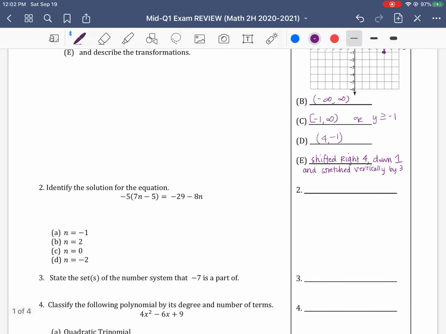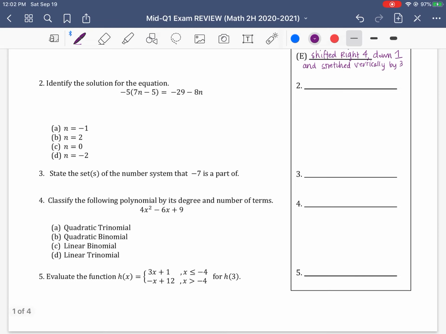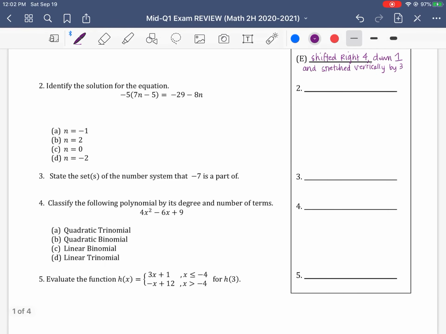Okay, absolute value. Number 2, this one is solving. It says identify the solution for the equation. This one is a multiple choice question, so I am going to go ahead and solve. Again, we can do all our work off to the left, and then just our final answer needs to get in the answer box on the right.